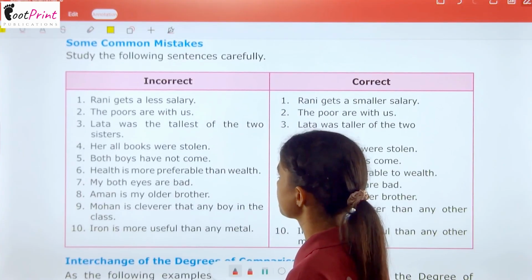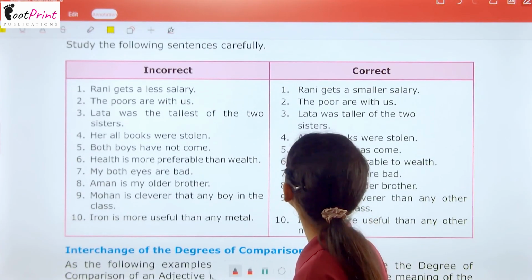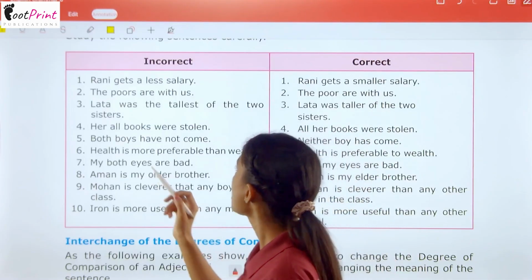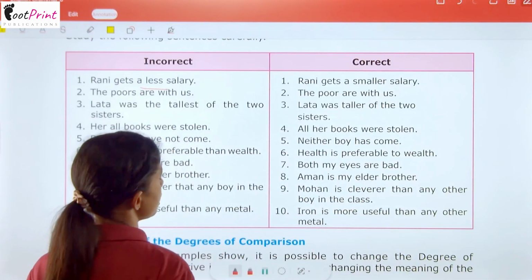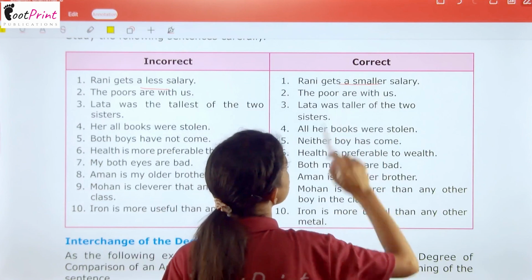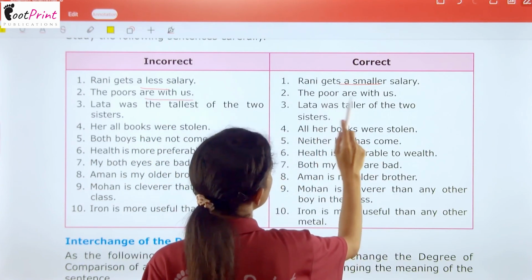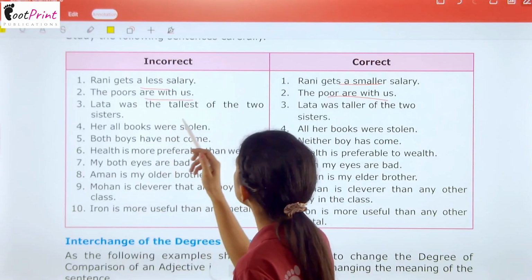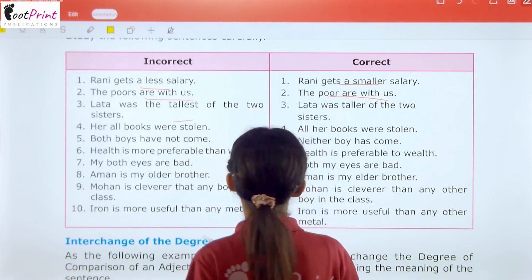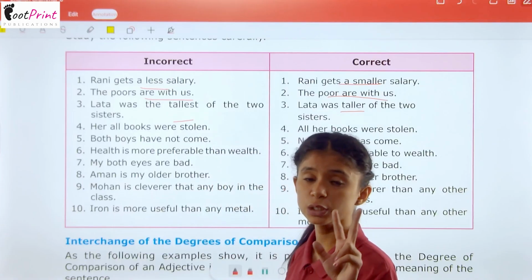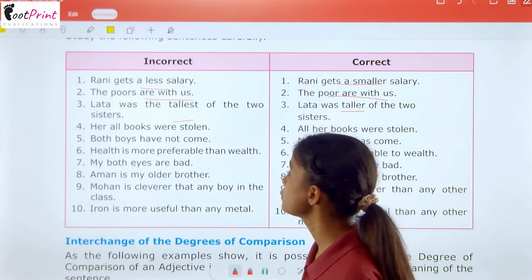Some common mistakes. Let's see what these are. So the incorrect sentences are here and the correct ones are here. Rani gets a less salary. No. Rani gets a smaller salary. The poor are with us. No, the poor are with us. Lata was the tallest of the two sisters. Lata was taller of the two sisters, because when we are comparing two, we use the comparative degree.